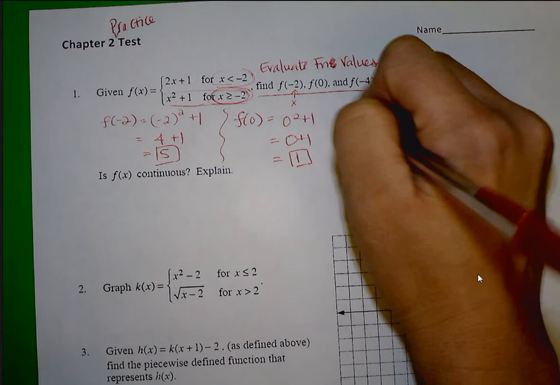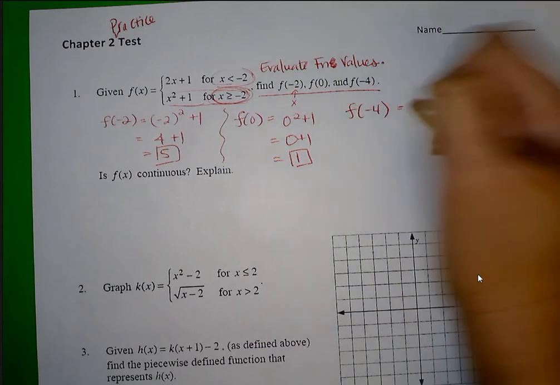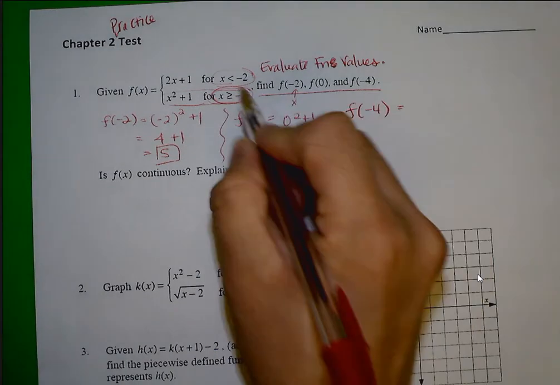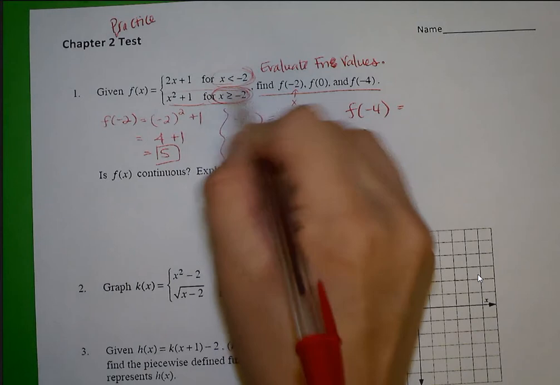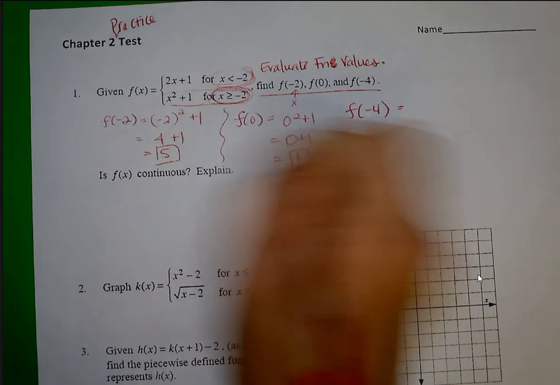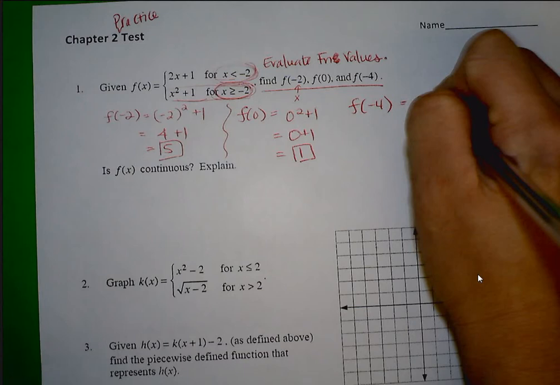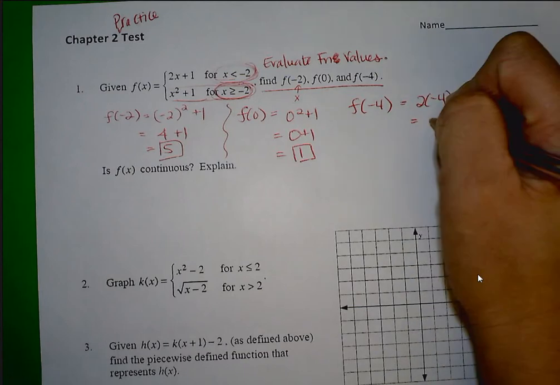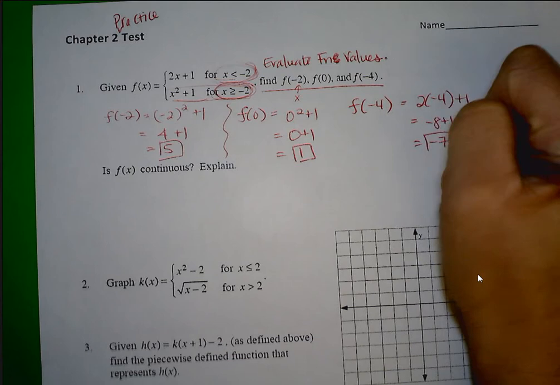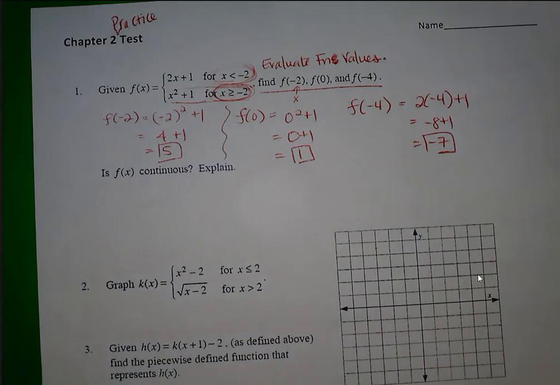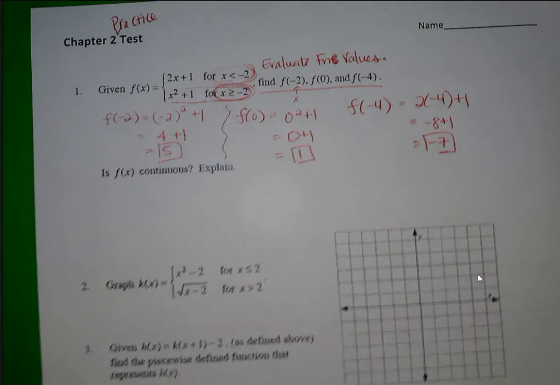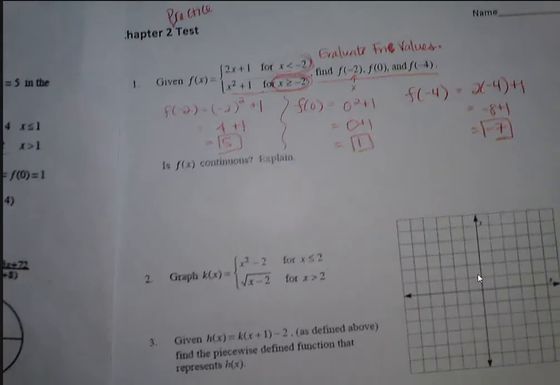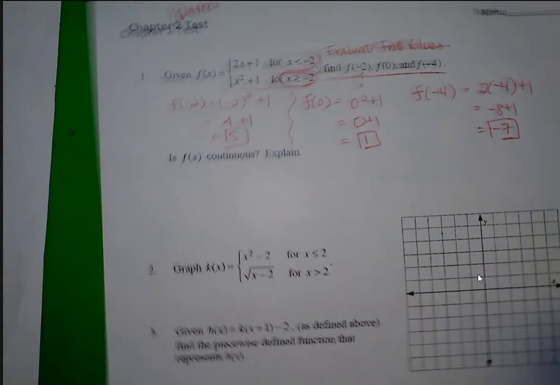F of negative 4 equals, well, negative 4 is less than negative 2. It's more negative than negative 2, so we're going to use the top piece, which is negative 8 plus 1, which is negative 7. All right? Go ahead and check. All right, good. Is it continuous?